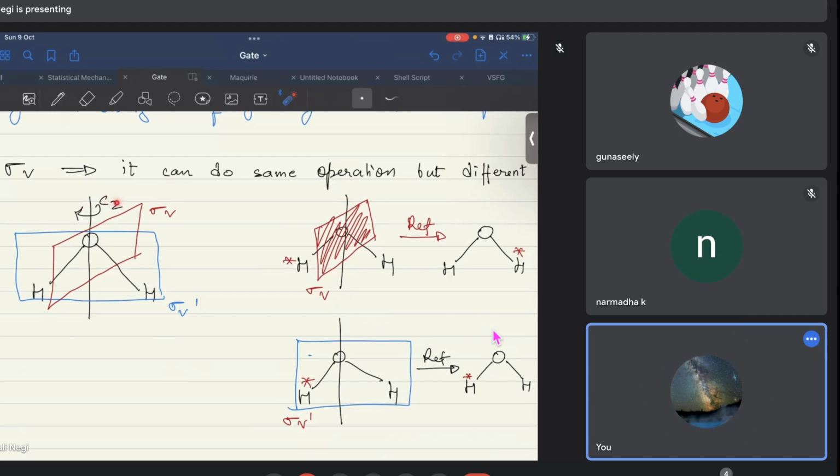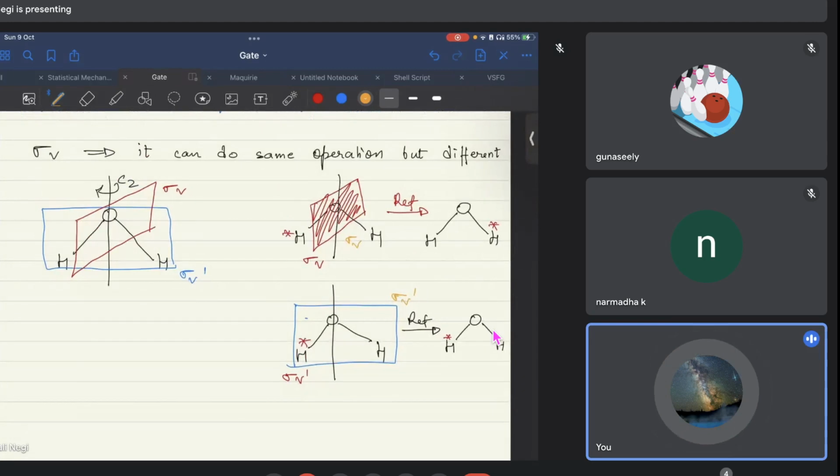If I do a reflection, that is sigma v, containing this axis, this sigma v will do the reflection and I will get the structure as here. So this is my tagged hydrogen, which is now here. For another sigma v, this is again the principal axis, and this sigma v contains all 3 atoms in the plane. Here it was only the oxygen atom in the plane, here I have all 3 atoms in the plane. This will again do a reflection such that there is no change in the position of my H asterisk. That is why this sigma v prime is different from this sigma v.